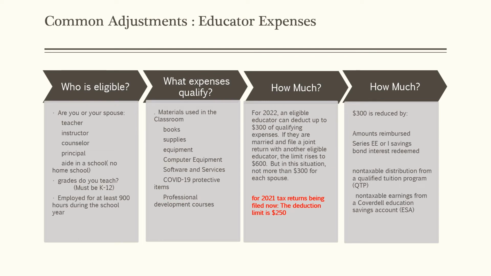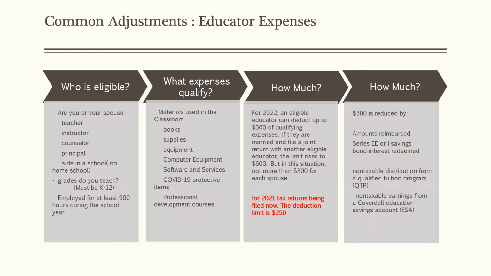Now we are going to cover the educator expenses deduction as a common adjustment. An eligible educator is allowed to deduct up to $300 as single or $600 as married filing jointly if both spouses are eligible educators, as an adjustment to income. An eligible educator is a kindergarten through 12th grade teacher, instructor, counselor, principal, or aide in a school for at least 900 hours during the school year.